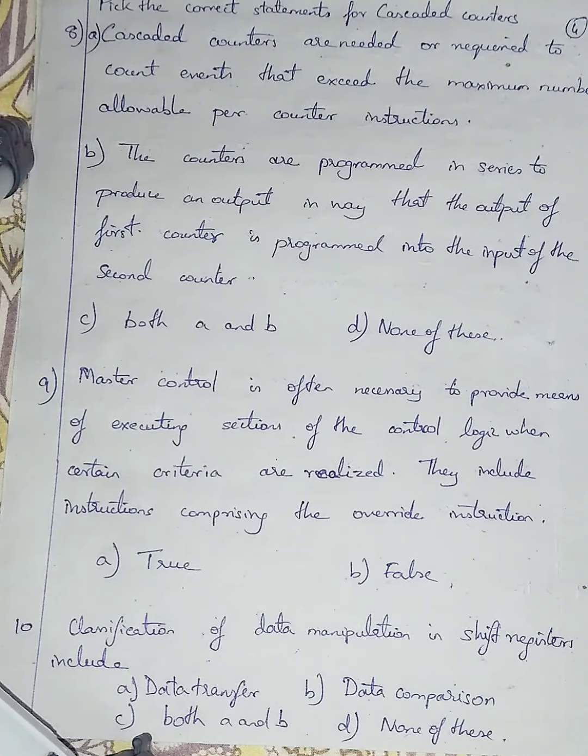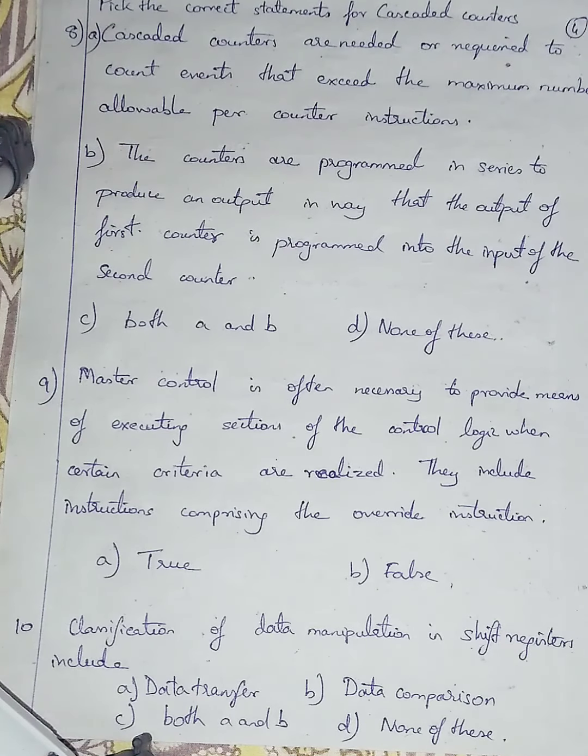Option A is given as cascade counters are needed to count the events that exceed the maximum number allowable per counter instruction. That means if the count exceeds the maximum, you can still count by using cascade counters. Option B, the counters are programmed in series to produce an output in such a way that the output of the first counter is programmed to the input of the second counter.